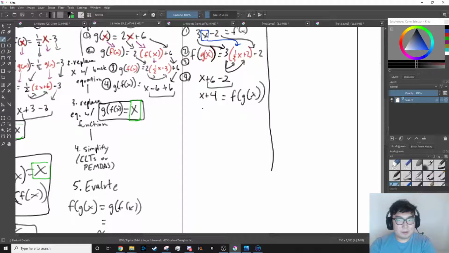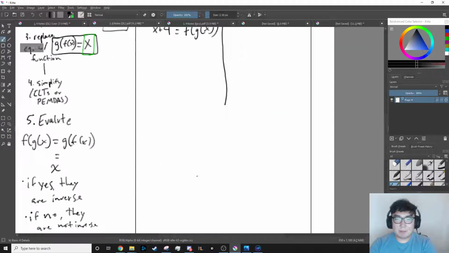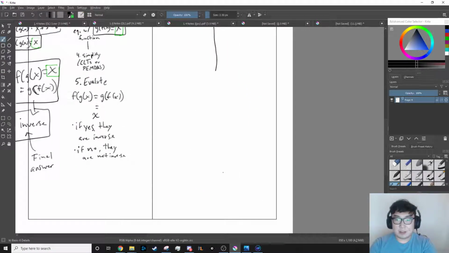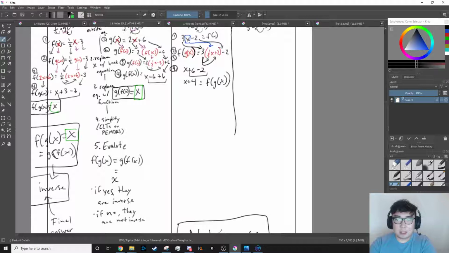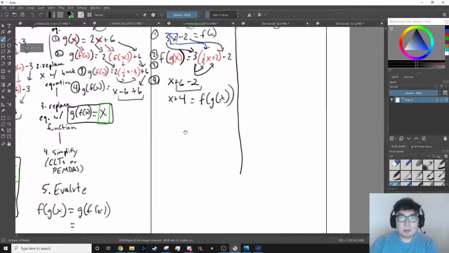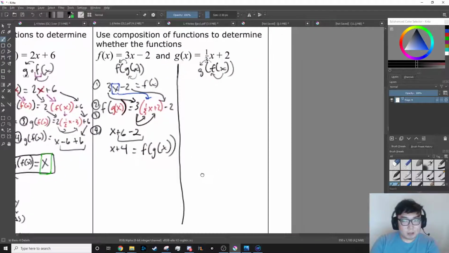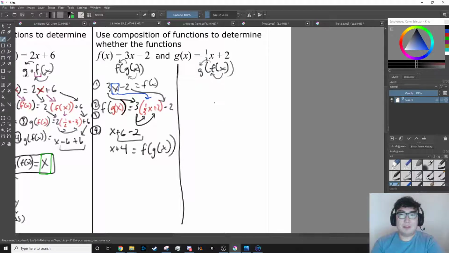So I can already say that right here, if I know for sure that my math is perfectly correct, I can say not inverse at the bottom. Because I already proved that it's not inverse, since one of my equations is not equal to x by itself. It is x plus 4. So do I have to do this part right here? No, I don't have to. But for note purposes and for making sure that I did everything correct, I will. And you will.